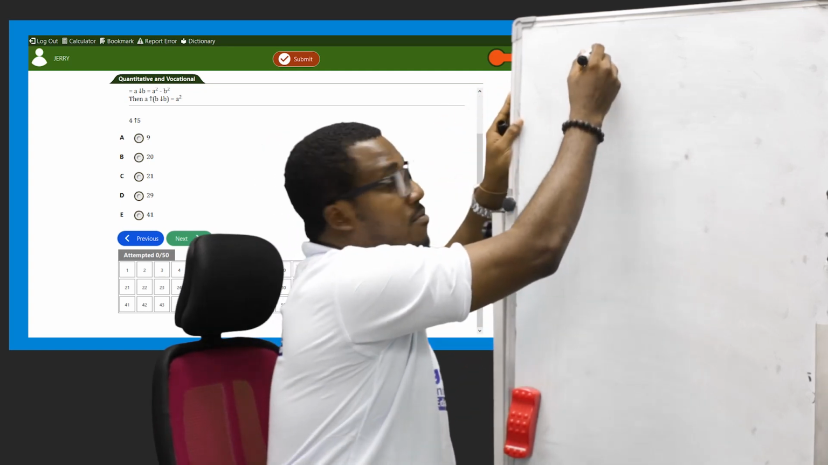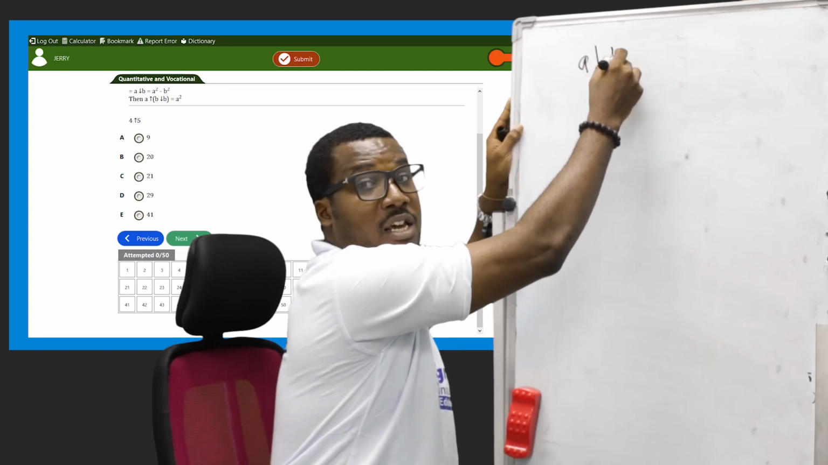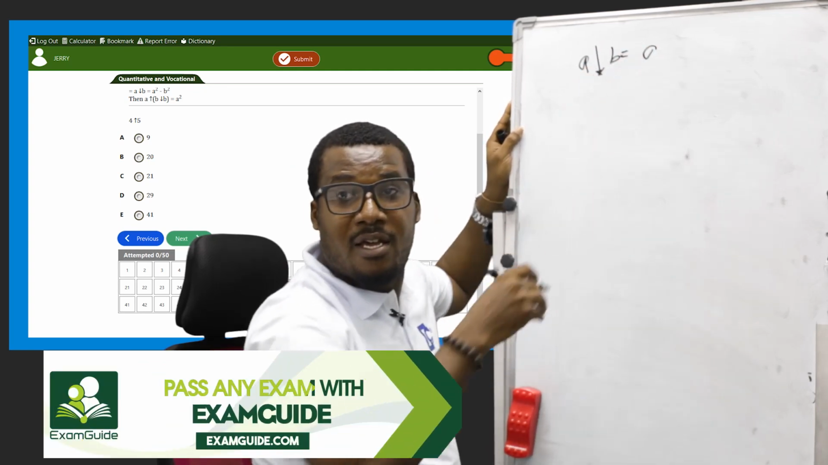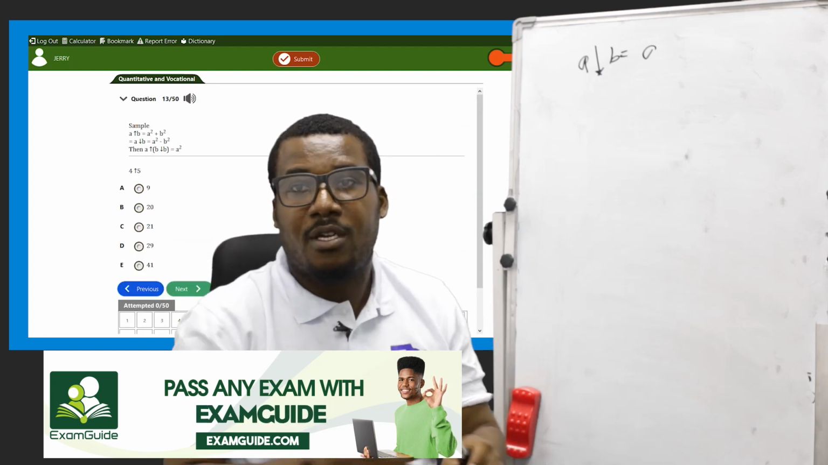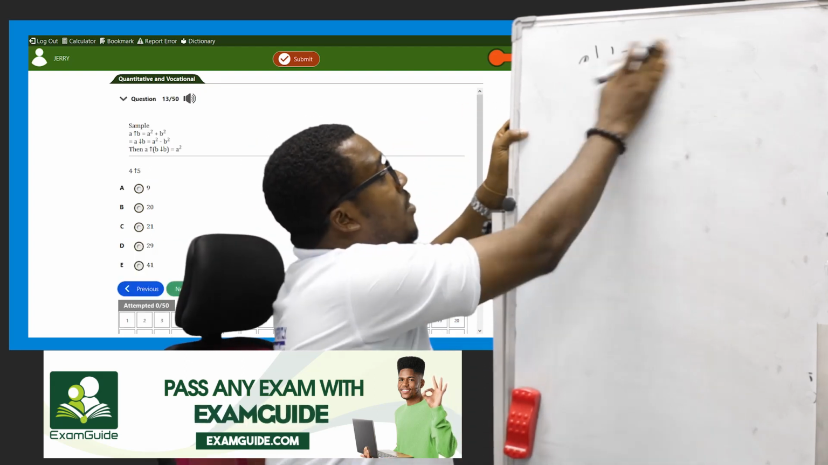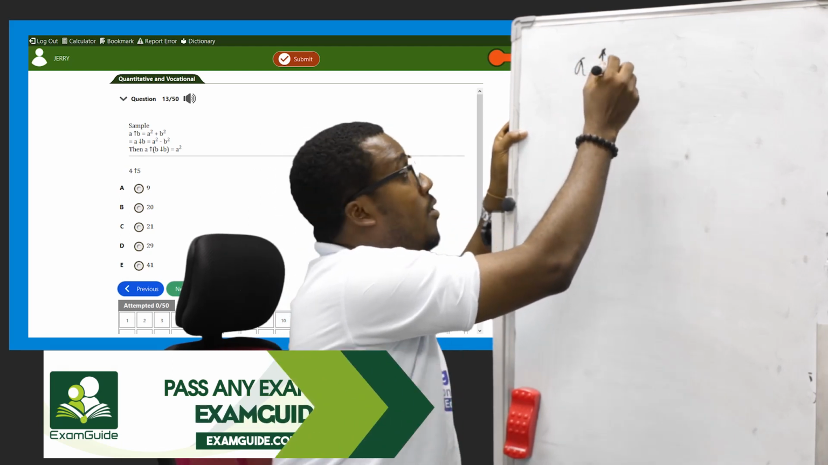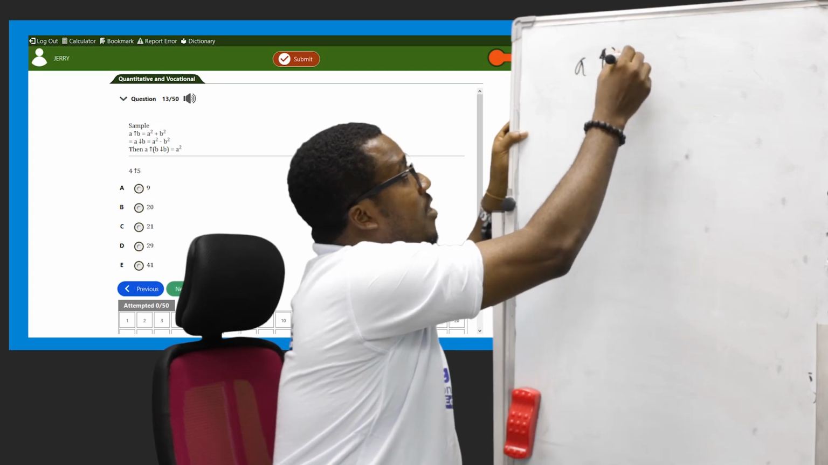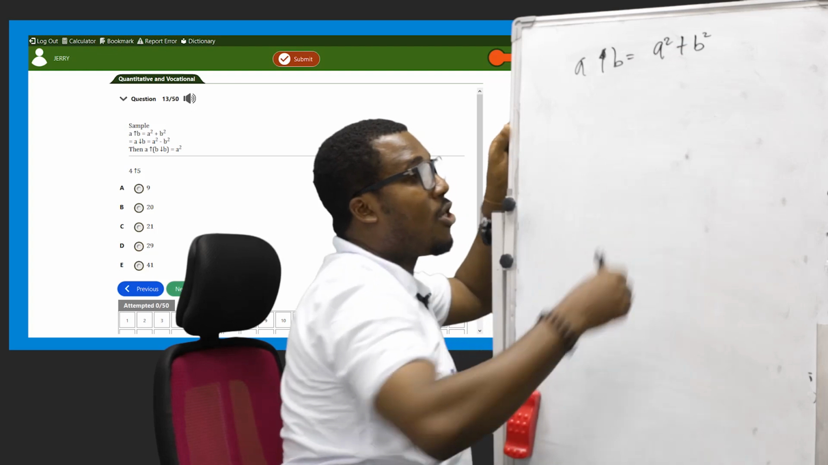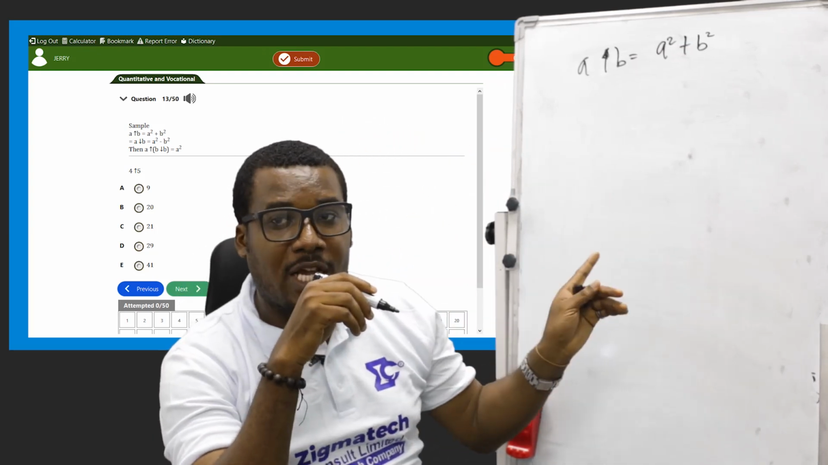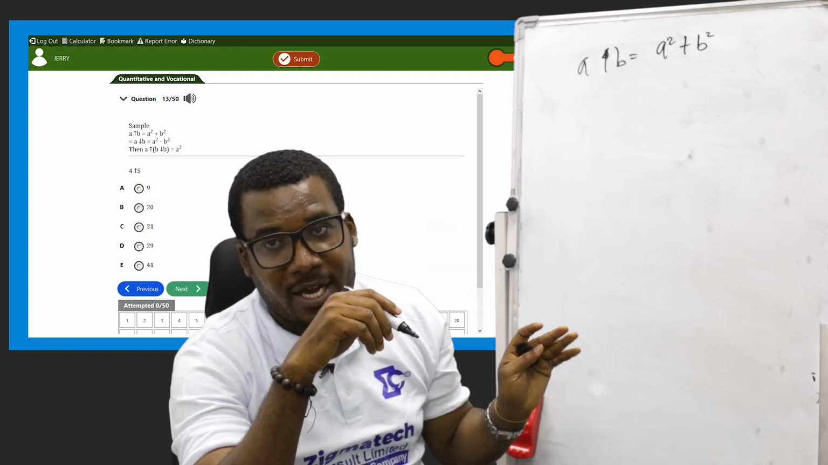They said A, an arrow pointing up, B is equal to A squared plus B squared. Sorry, they gave us this sample. So follow the threshold they're giving you, follow the sample they are giving you, follow the procedure they're giving you. This is how you find it.